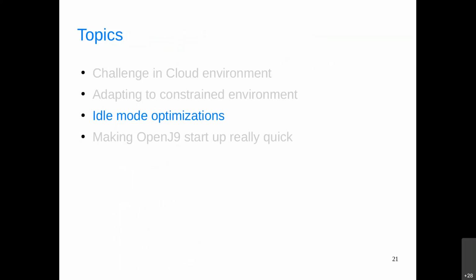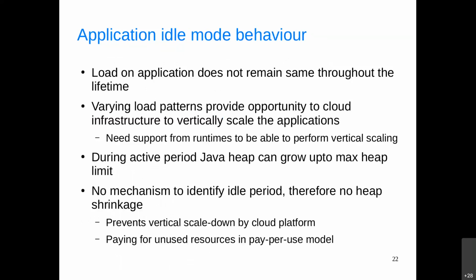So now we move on to the next topic that deals with idle mode optimizations in OpenJ9. It is very common for applications to have varying load patterns. There are instances in the life cycle of the application where it will be heavily loaded and churning a lot of objects, and there will be instances where the load will be very low, or there will be no load and the application would just be sitting idle.